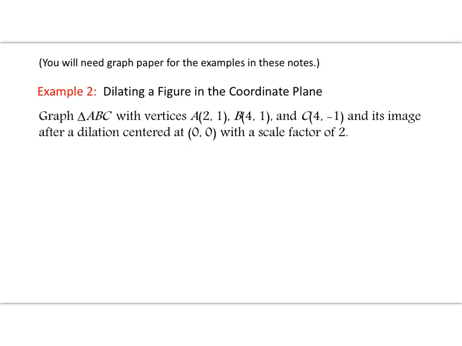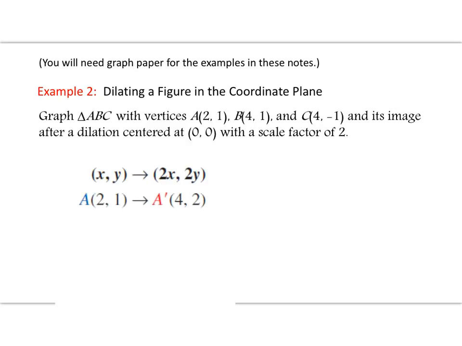So let's take a look at example 2. You will need your own graph paper for this example. So go ahead and graph triangle ABC with vertices at the following locations and its image after a dilation centered at 0, 0 with a scale factor of 2. All right, so if we're considering the center at 0, 0, then that means we can multiply all of the x's and y's by 2. So we're going to map x, y coordinates onto double the x, double the y. So we would have A prime at 4, 2, B prime at 8, 2, and C prime at 8, negative 2.